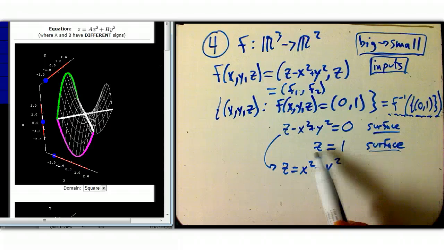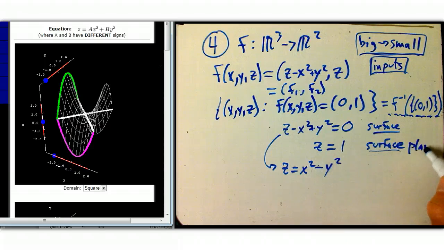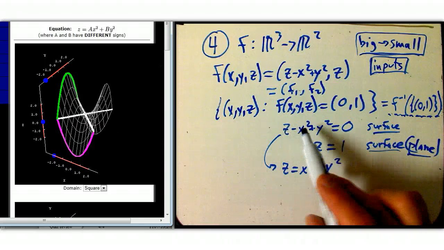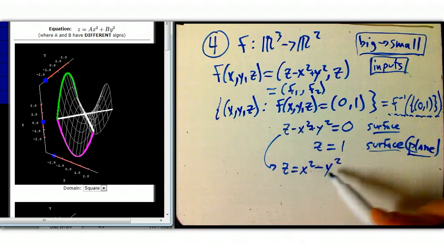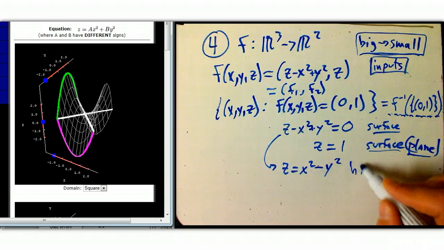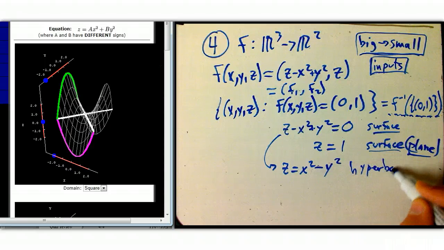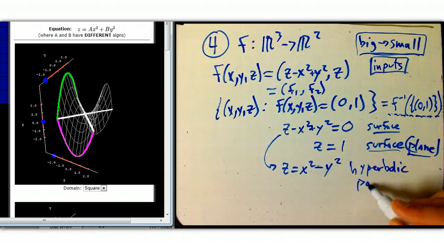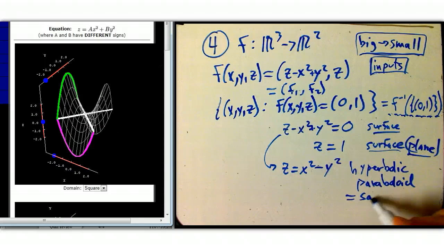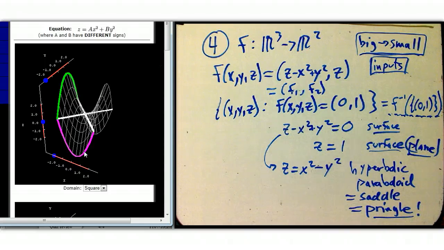This is a very simple surface. It's just a horizontal plane. So let's see what this surface is. I move everything over. That becomes z equals x squared minus y squared. That's a standard quadric surface. It's the hyperbolic paraboloid, or saddle surface, or if you're hungry, it's the Pringle. Okay. And I've got that on the University of Minnesota Quadrics gallery right here.